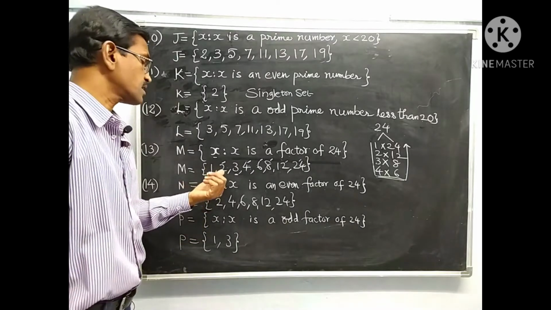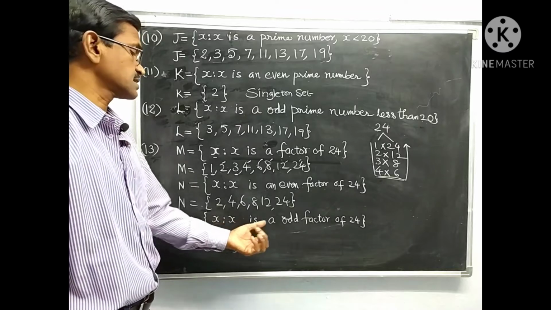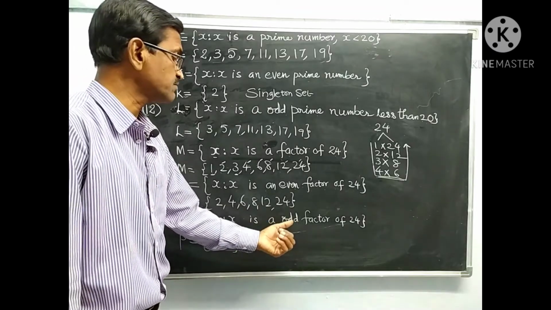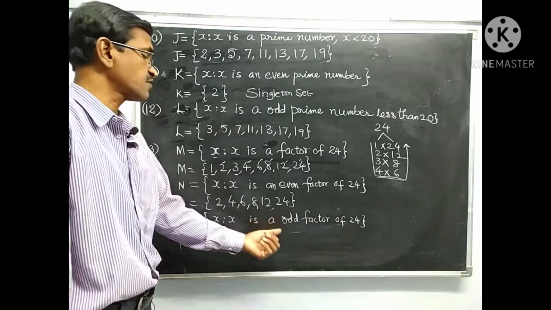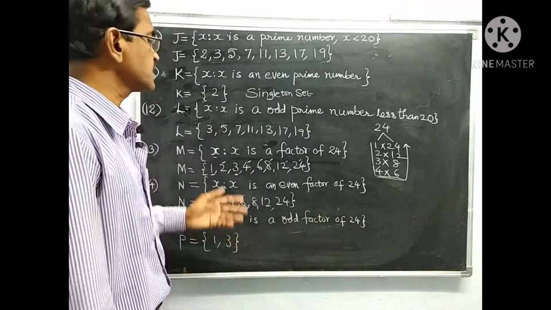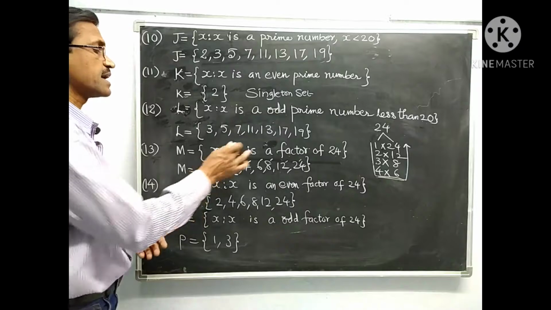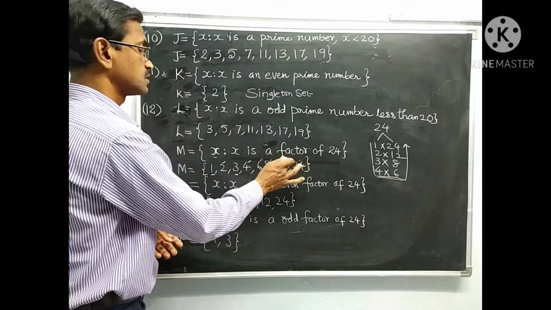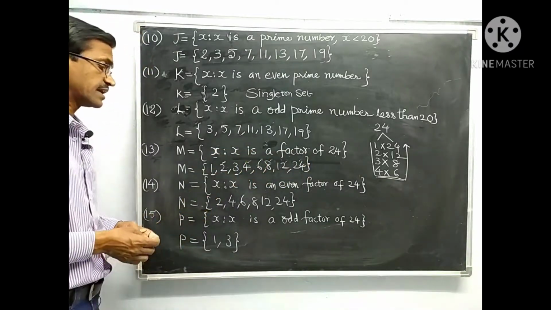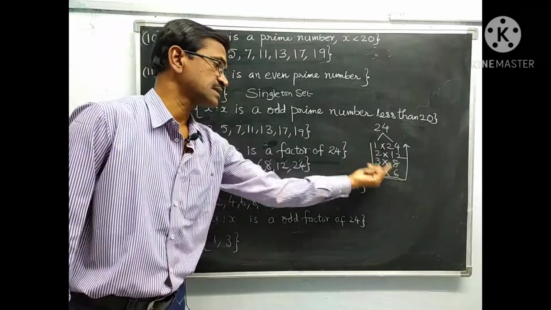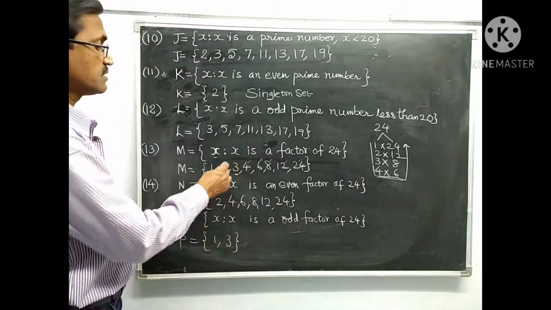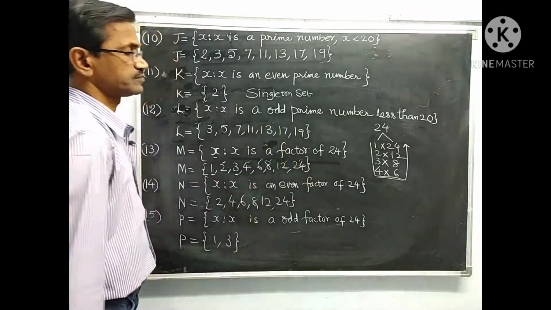Sometimes {x such that x is a multiple of 2 and a factor of 24}, or a multiple of 3 and a factor of 24. In this way the question may be asked in so many types. So in this way we can write the factors easily. First of all we have to find the factors like this, then list them all in the set.